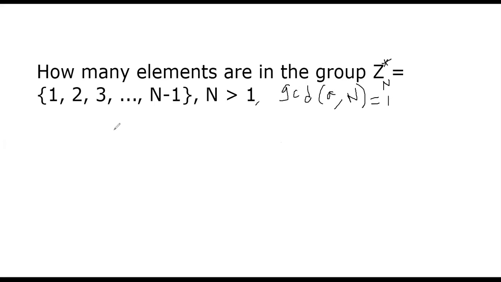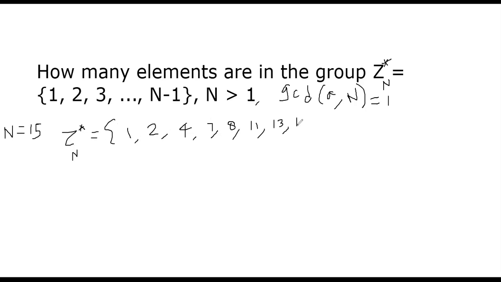Okay, so for example, what is Z star n for, say, n being 15? What are the elements of this group? The group elements are 1, 2, 3 can't be because 3 shares factors with 15. 4, 5, 6 is not possible because they share factors with 15. 7, 8, 9, and 10 are not possible. 11, 13, and 14. So we have 8 elements. Okay, the number of elements in this group is 8. This is basically the order of the group.